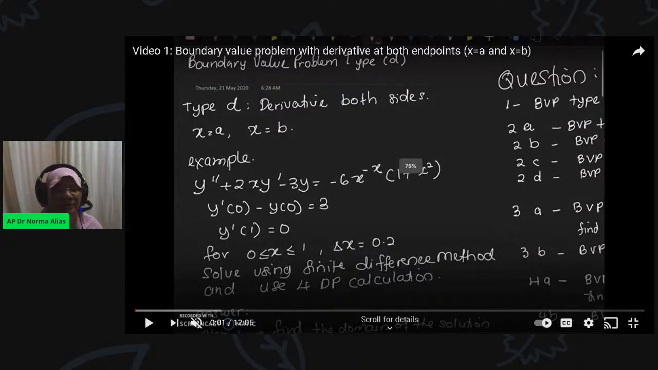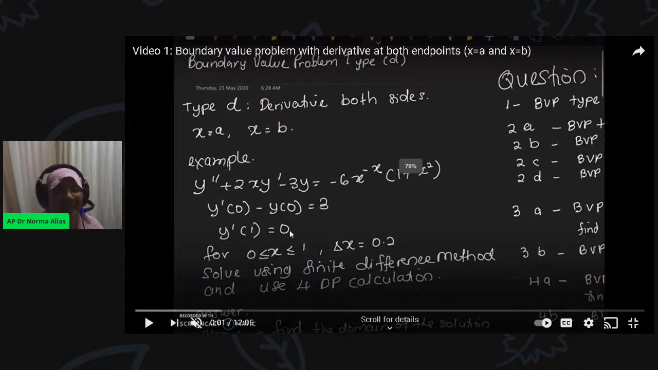So I told you here, in this question, we want to find the value of y from the boundary value problem y prime prime plus 2x y prime minus 3y equal to negative 6 exponent negative x over 1 plus x squared. You can see here the boundary, x equal to 0 and x equal to 1, is a derivative. When x equal to 0, you get the first derivative y prime x naught minus y x naught equal to 3. And then the last corner, x equal to 1, y prime x n equal to 0.